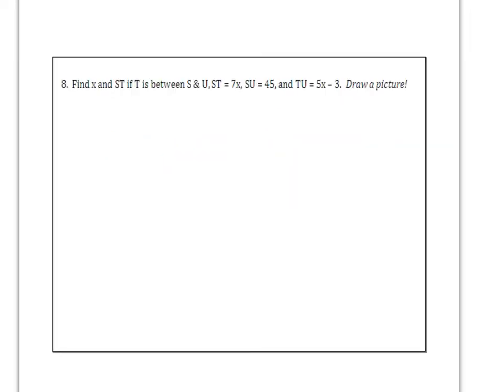Number 8, find x and the distance from S to t if t is between S and u. Let's draw that first part. So it says t is between S and u. So what I would do is make a segment. Here's S, here's u, t is somewhere between them. And then label your stuff.